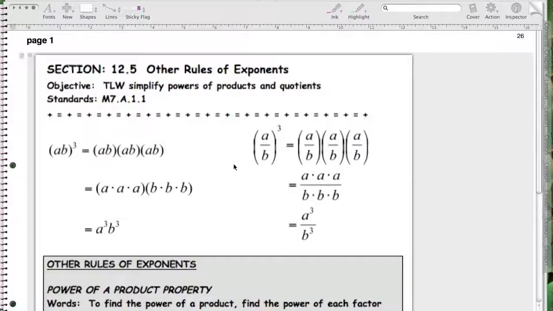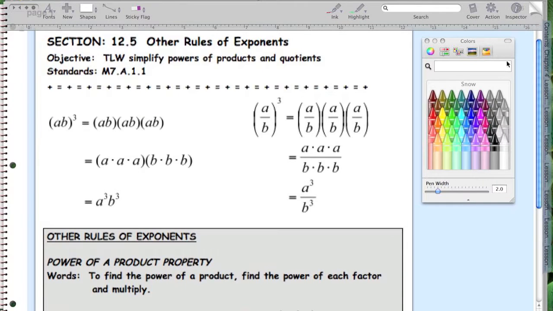Alright, lesson 12.5, other rules of exponents. We are going to cover some properties that they discuss in chapter 12 but fit well with chapter 4 in our study of exponents. So the first one has to do with when we have something times another value inside parentheses. Notice they're being multiplied, raised to a power. So let's see what we can arrive at if we expand this out.